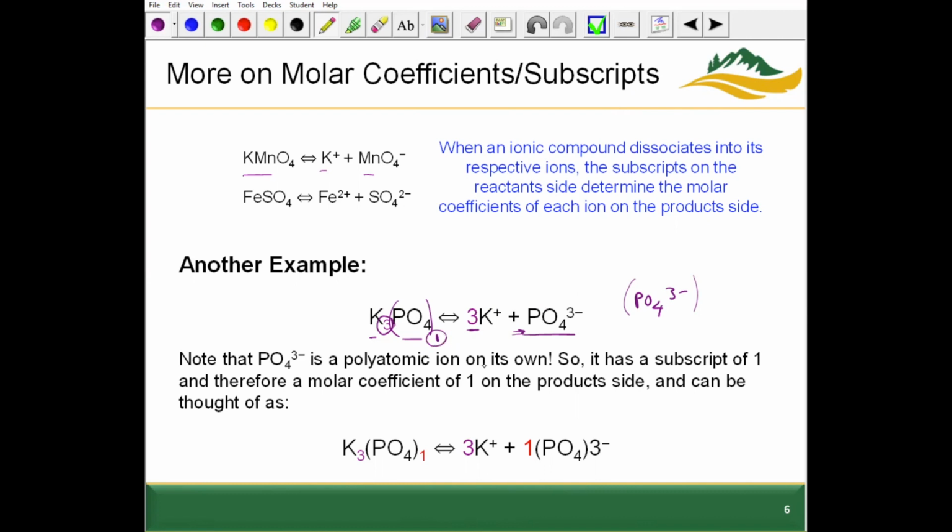So be sure you're comfortable doing these dissociations and balancing these reactions. So here in K3PO4, there's 3 potassium ions for every 1 phosphate anion. So +1 charge for potassium, 3- charge for phosphate.